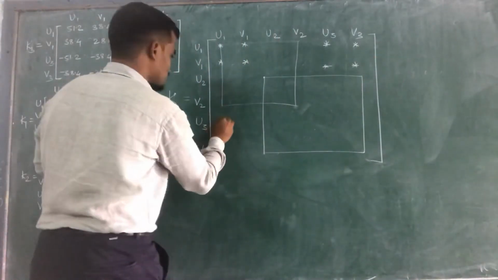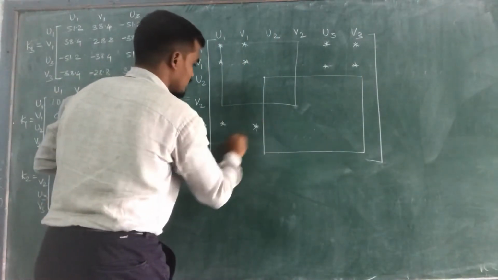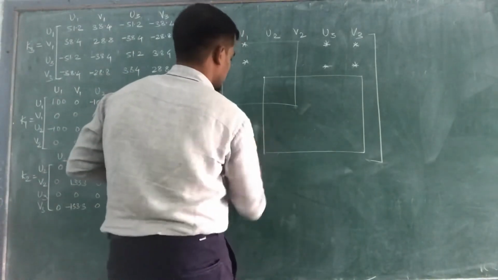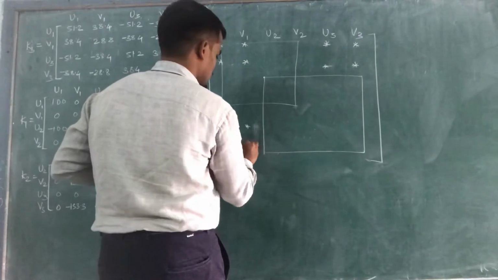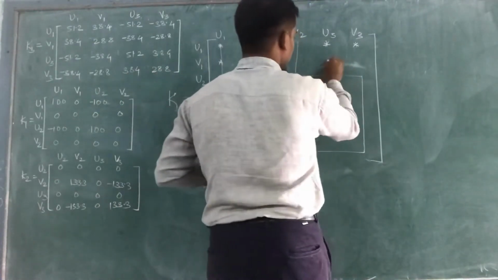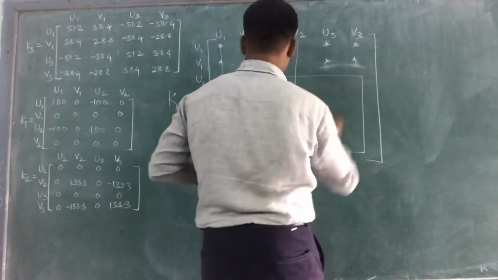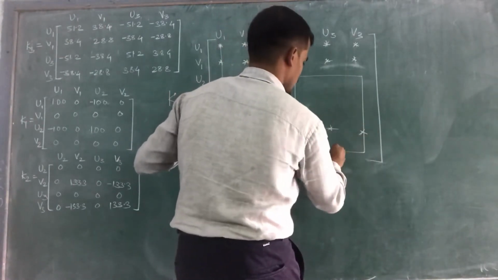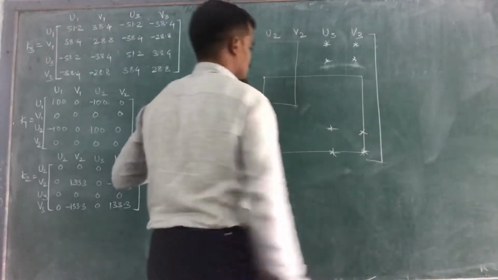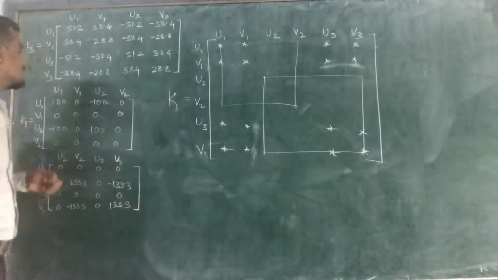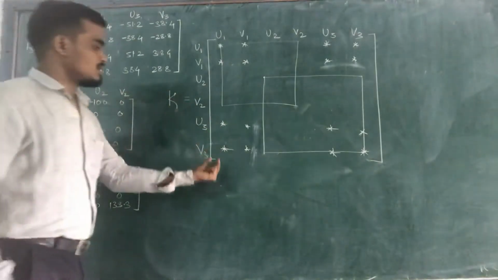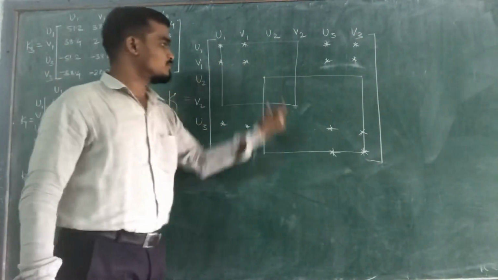Okay, these are the positions for the third elemental stiffness matrix, U3. In this way you can put this third elemental stiffness matrix in the global stiffness matrix at these positions.